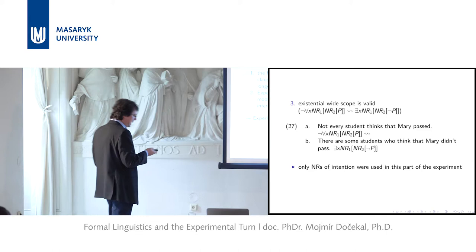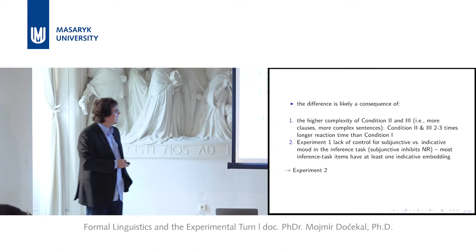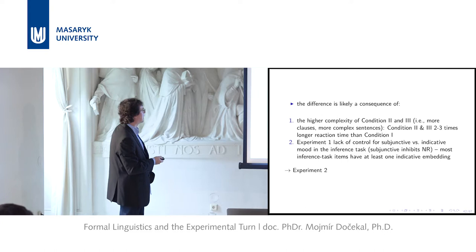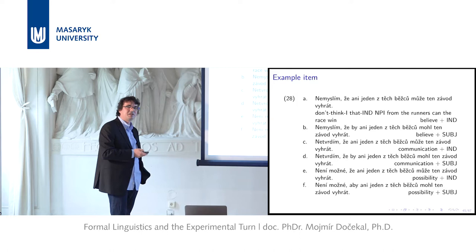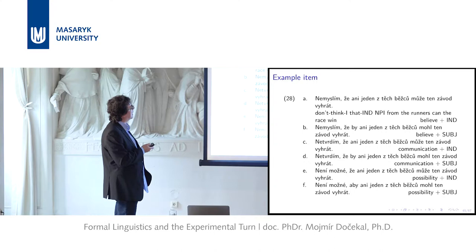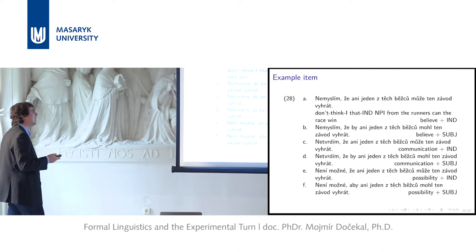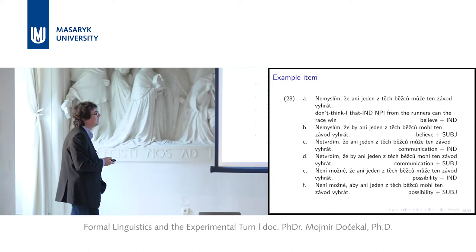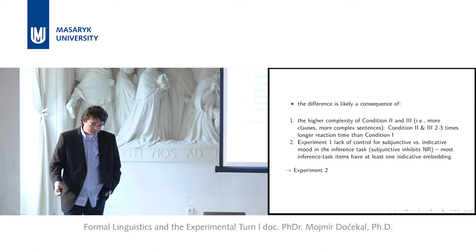But a real explanation we figured out at the end was that we didn't control for the mood in the embedding of the sentences. I hope you remember from your grammar classes that there are two moods in Romance languages and Slavic languages. In English, it's nearly lost today, but in German there is. So for instance, in Czech, you can have either indicative mood in the embedded sentence, so something like "I don't think that," which is an indicative type of complementizer, or you can have something like "nemyslím, že by," which is subjunctive embedding. And we didn't control for this in the experiment. In fact, we used really mostly indicative. And that turns out to be another factor which somehow interferes with the neg-raising.